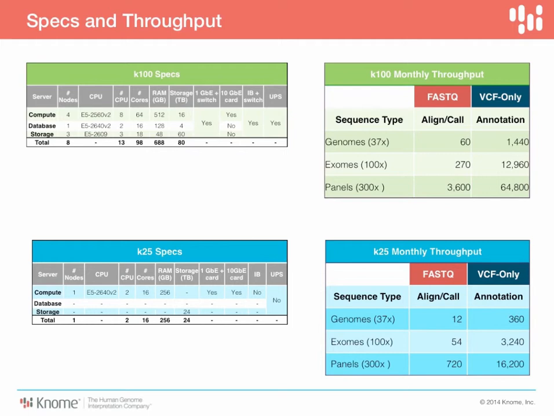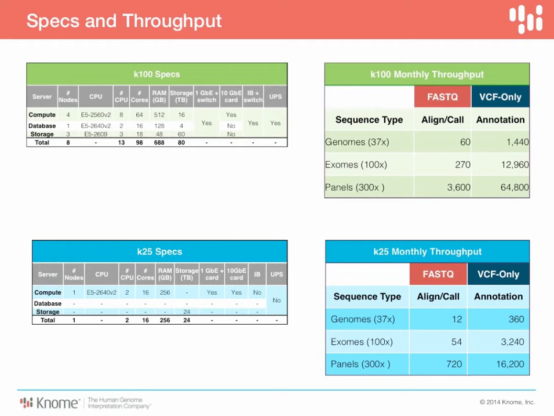The K25 model actually, as you will note, has 1 node and 2 CPUs and 16 cores, but about 256 gigabytes of RAM. And it uses 10 gig Ethernet and 1 gig Ethernet, but not InfiniBand. So these are designed for different purposes.